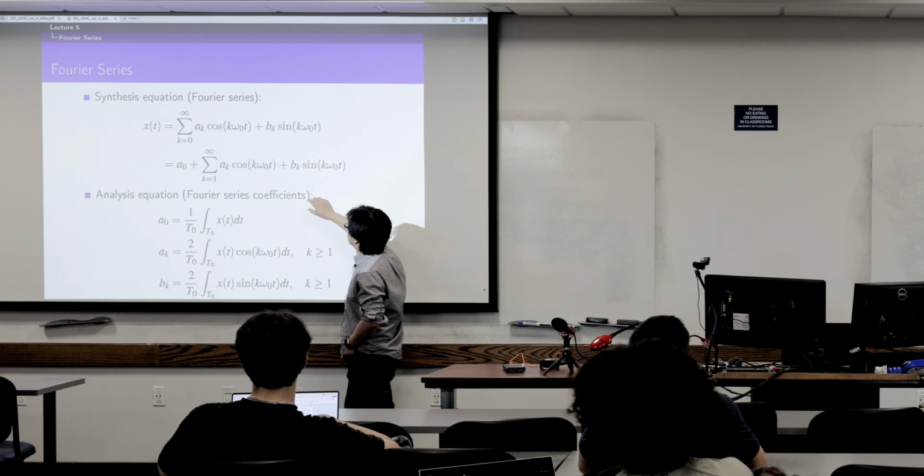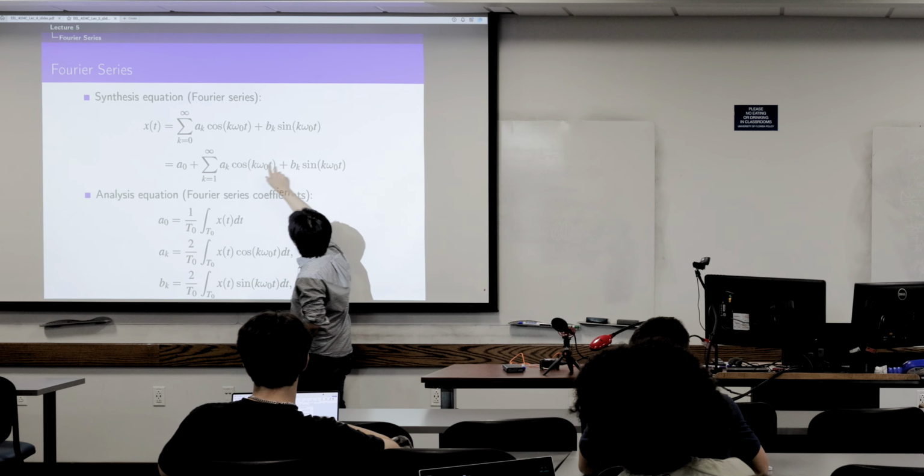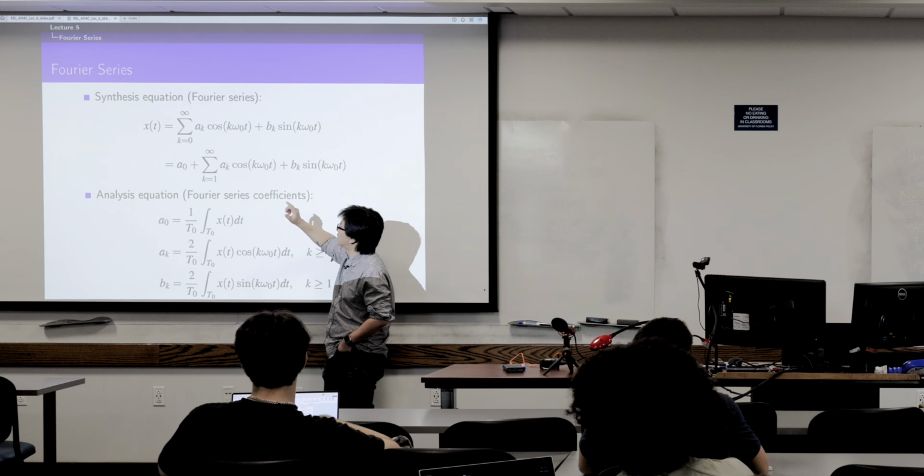Basically, if you know a naught, a_k, and b_k, all of them, and in addition you know omega naught, that's very important. You need to know the fundamental frequency of the original signal, and then you can use this equation to get back x of t. That's why it's called the synthesis equation.